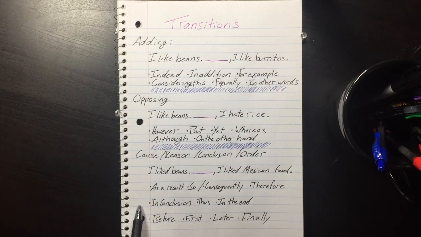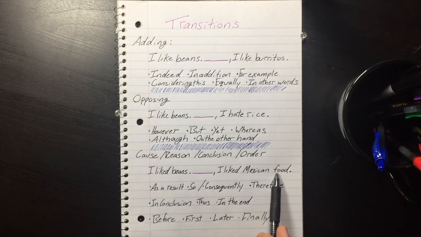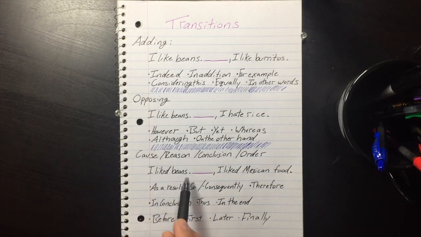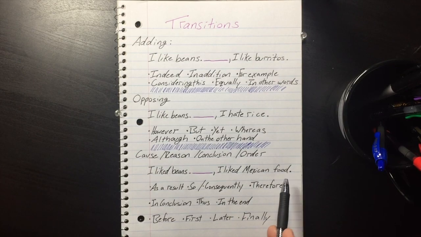Then we have conclusions. You'll see a lot of these as the last sentence of a paragraph. It sums up the previous sentences. So, I liked beans. In conclusion, I liked Mexican food because they have a lot of beans in Mexican food. It's super good. Or, I like beans. In the end, I like Mexican food. And then you have these order ones that help chronologically figure out what happened in what order. So, I liked beans. Later, I liked Mexican food. Or, I liked beans. Finally, I liked Mexican food.